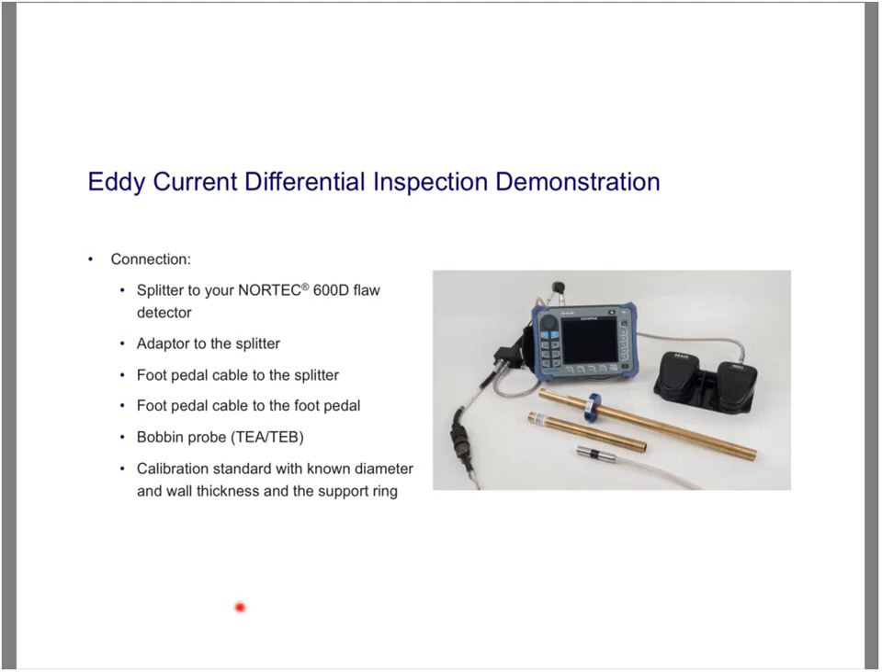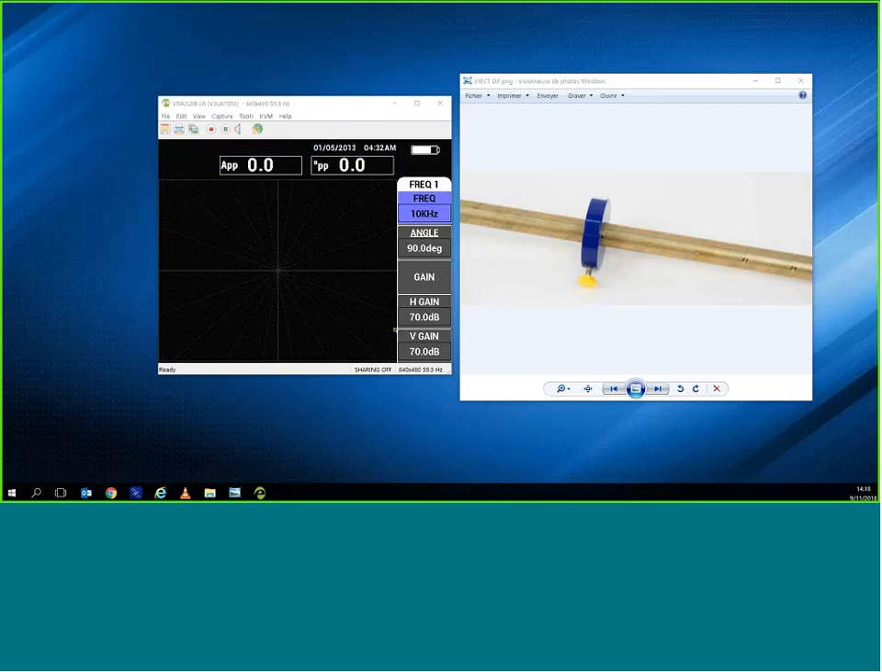So now we're going to switch over to the NORTEC. So now we see the NORTEC right here. The NORTEC's on over here. And this is what the calibration tube looks like. So we have a hole that's covered here. Then we have an 80, 60, 40, and 20% pit over there.